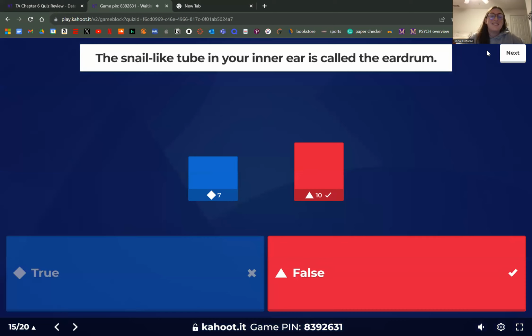Okay, so this is false. It's actually called the cochlea. The eardrum is the first spot where sound hits your ear. So, the eardrum is not in the inner ear, but the cochlea is. So, yeah, that's just something you'll have to know, but I don't think you'll have to know the exact placement of where it is, but just kind of know the steps to how sound goes through your ear.